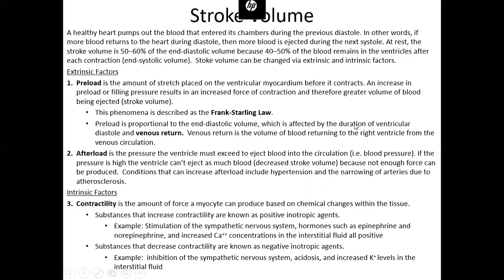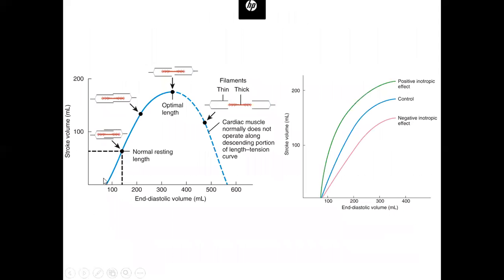This is affected by the duration of ventricular diastole, but also by something we'll get into in our next lecture, venous return, which is exactly what it sounds like: the volume of blood that returns to our right ventricle from our venous circulation. When our heart fills up more, it stretches more, and that stretching gets it to the optimal length, like what we showed with our figure in our muscles lecture, where we maximize the number of cross bridges that can be formed, and thus more cross bridges mean more force. More force means more stroke volume, so we eject more blood from the heart.